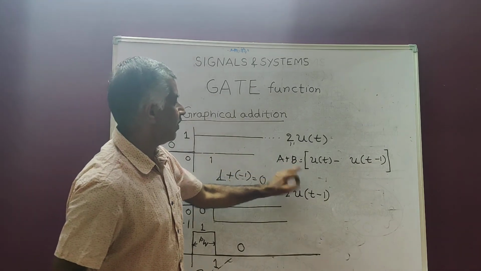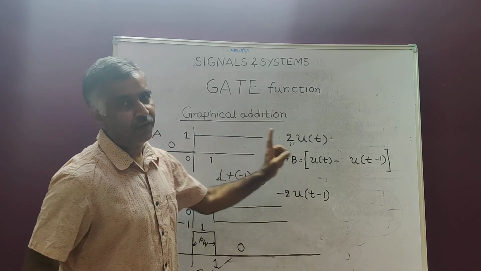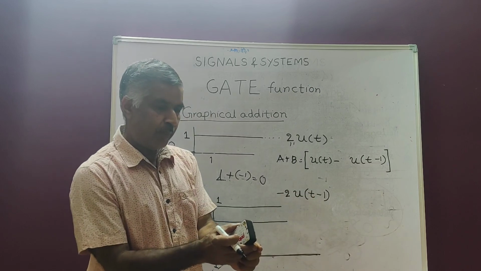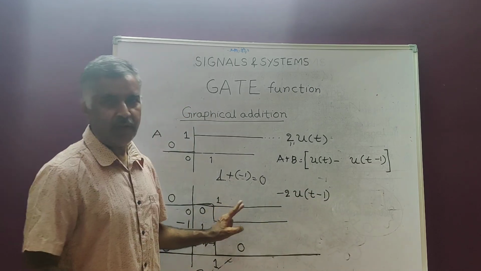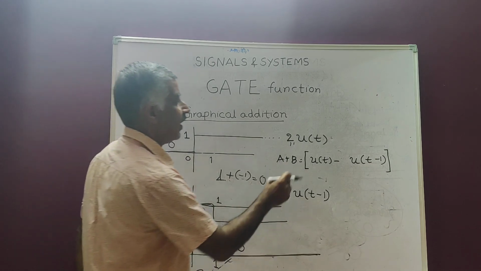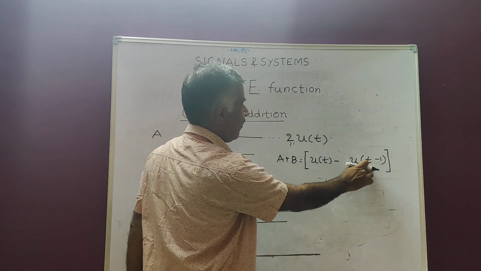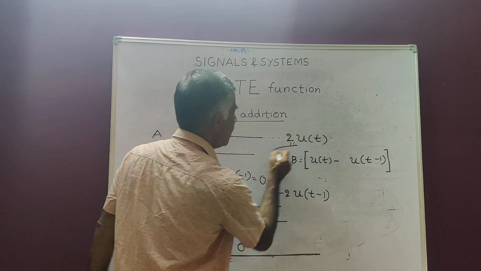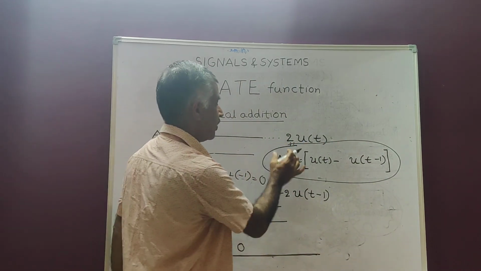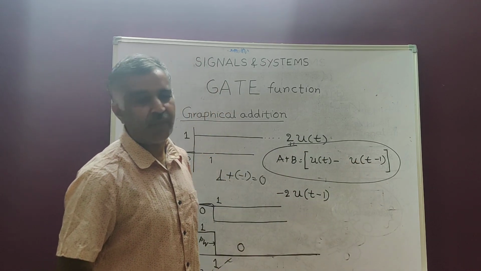I will conclude this class by stating once again what a gate function is. A gate function is a rectangular pulse of unit height whose pulse width can be adjusted. In this example, the pulse width is 1. To construct a gate function, we require two step functions. This is one step function, this is another, and the gate function is of this form. So in the coming classes, remember this function, the gate function, as the difference of two step functions. Thank you.